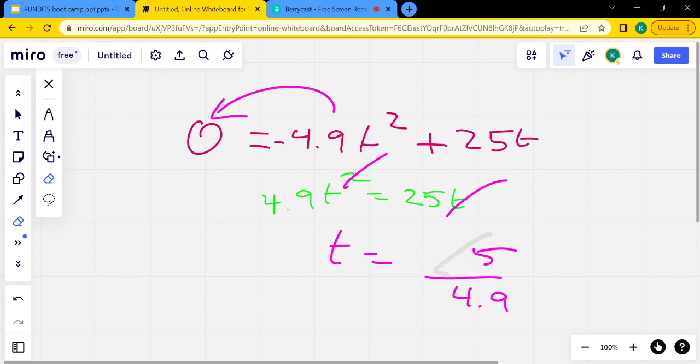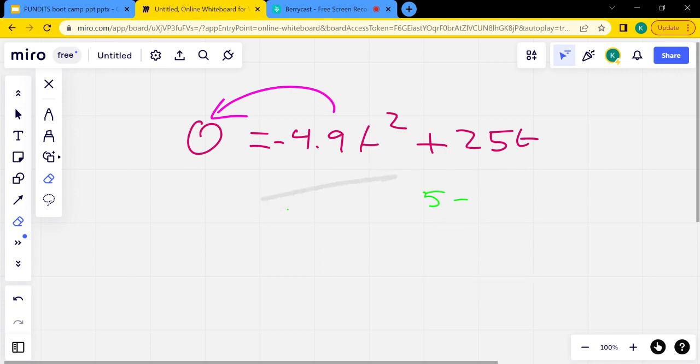The height is going to be 0. So we're going to get 0 is equal to negative 4.9 t square plus 25t. We're going to take the negative 4.9 t square to the other side, and we're going to get the equation 4.9 t square is equal to 25t.